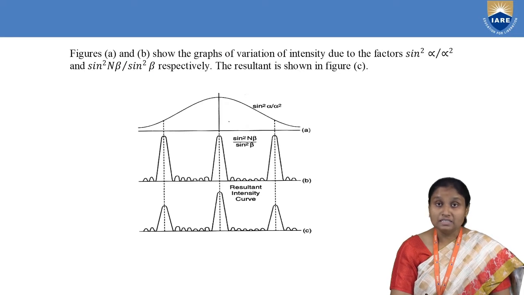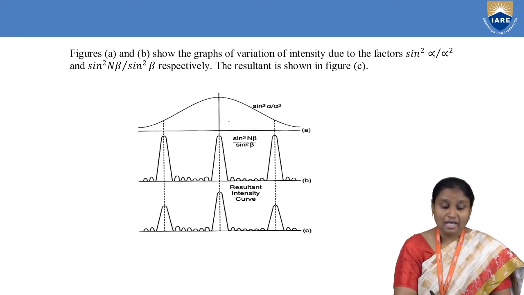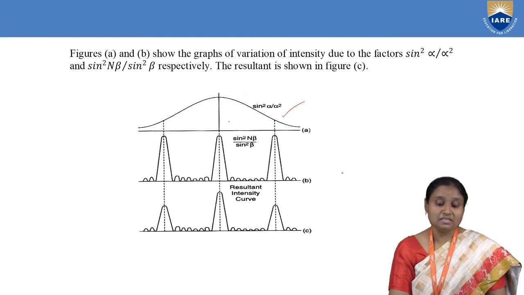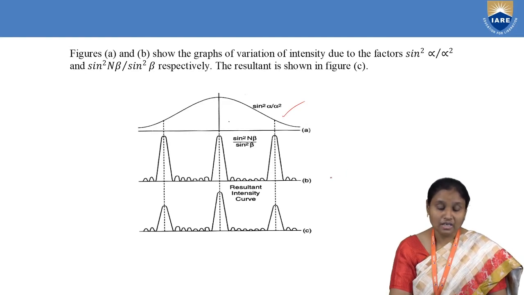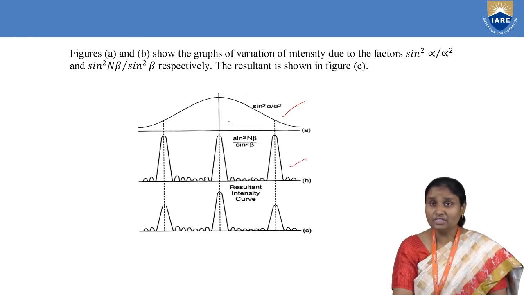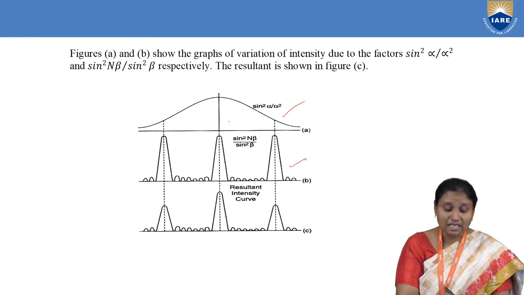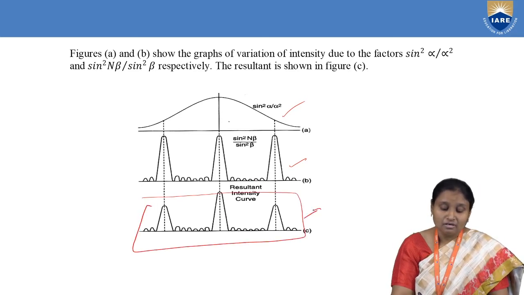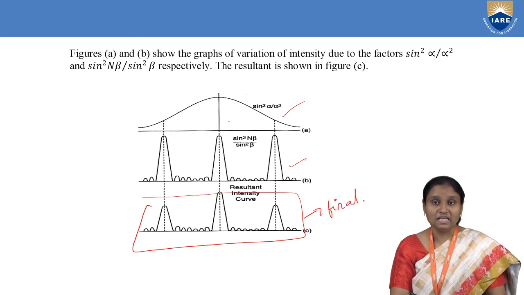So this is our intensity distribution curve. As you can see, this is because of the factor (sin α / α) whole squared, and this is because of the second factor due to the combined effect of the slits. And this is our final pattern. So this is our final intensity distribution curve due to n slits.